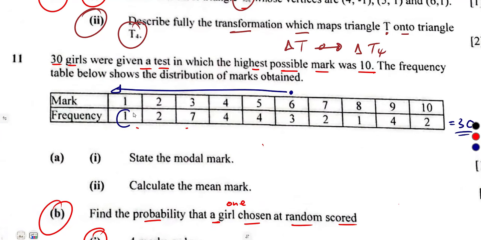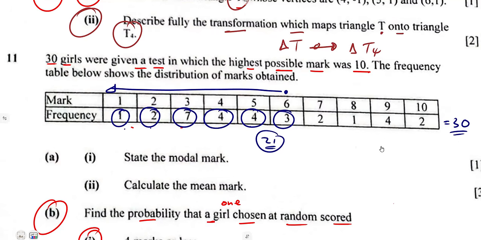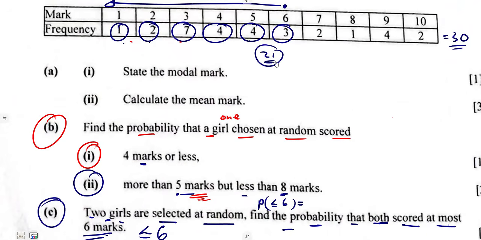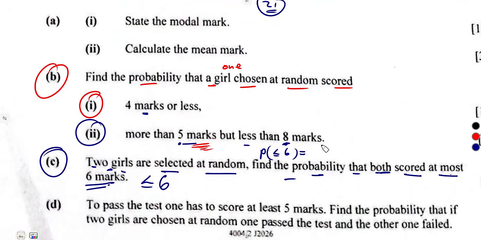So how many learners? You add these numbers. These are the frequency, the number of learners, all right? So you're going to add 1 plus 2 plus 7 plus 4 plus 4 plus 3, which was going to give us a total of 21. So here, since they are saying 2 girls, you consider the probability of picking less than or equal to 6 as the first one is going to be 21 out of these, 21 over 30.